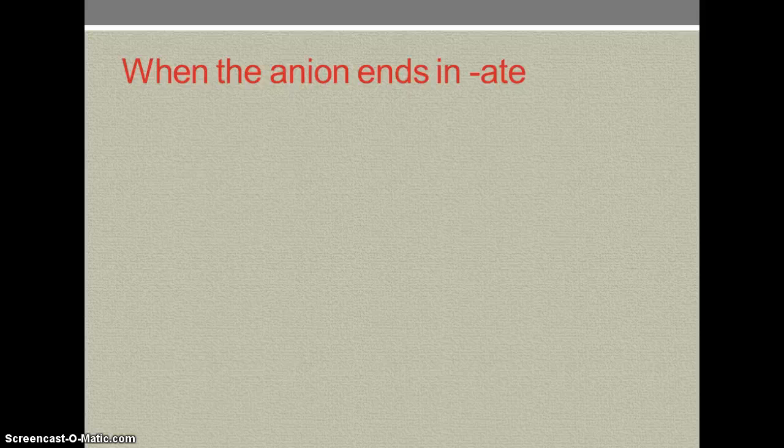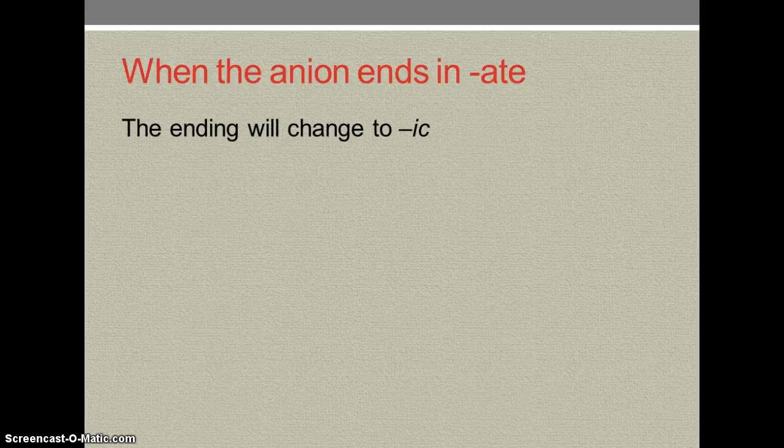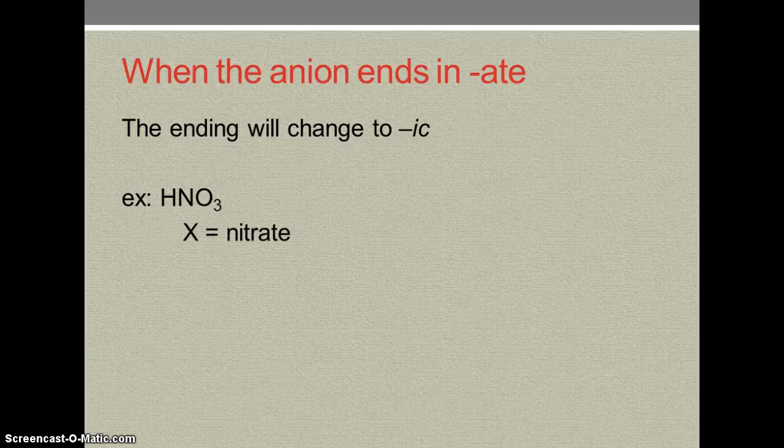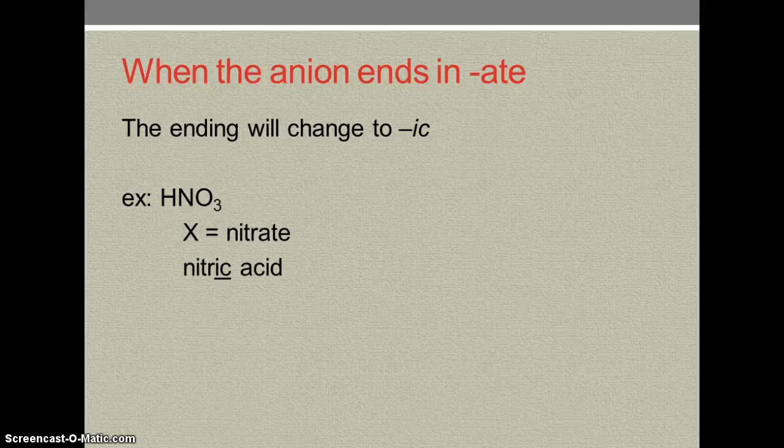When the anion ends in "ate," phosphate, sulfate, the ending is going to change to "ic." So to help you remember which one gets which, if you remember you ate something icky, then your "ate" becomes "ic." Again, no prefix, no hydro here. We're just changing the end from "ate" to "ic." So if you have HNO3, our anion piece is nitrate. So we change the ending from "ate" to "ic." This will be nitric acid.